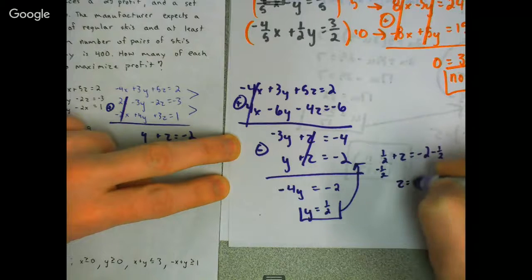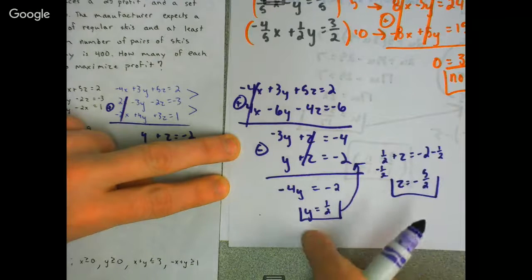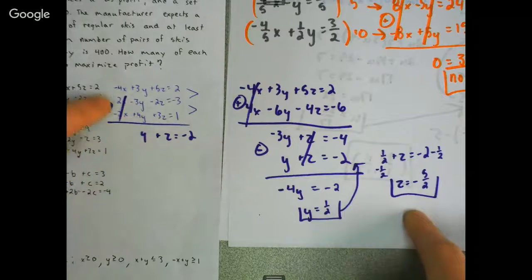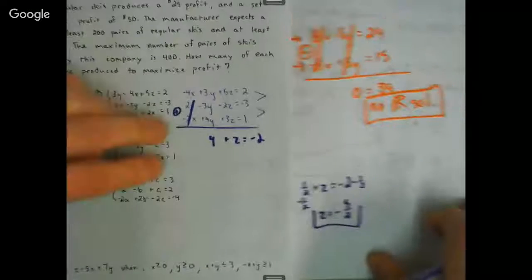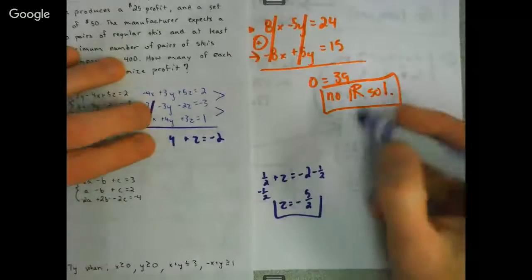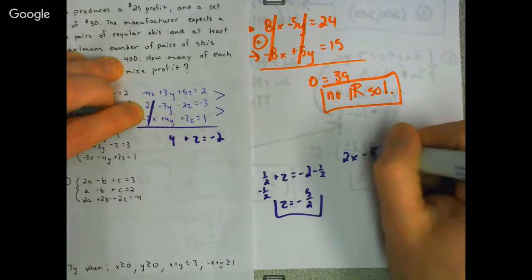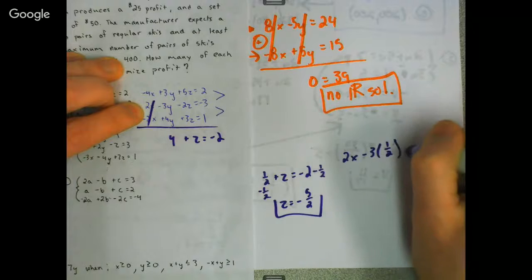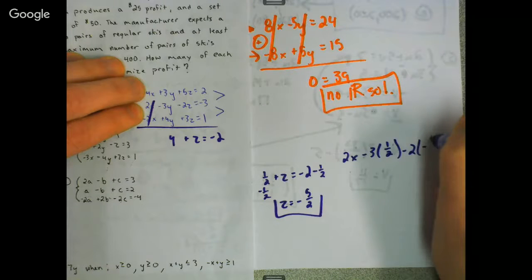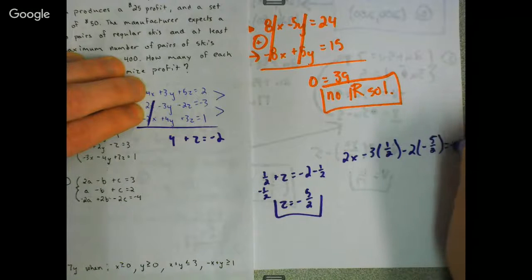Z equals negative 5 over 2. And now that I have y and z, we'll plug it into one of these over here. Doesn't matter which one, to find out what x is. So let's say the middle one. So I have 2x minus 3 times a half minus 2 times negative 5 over 2 equals negative 3.